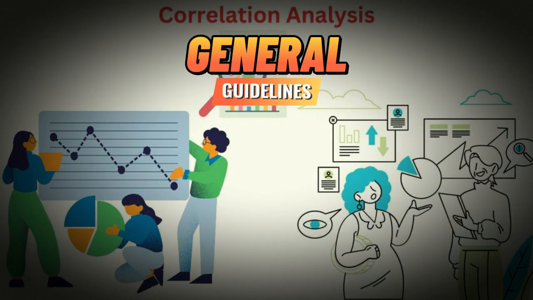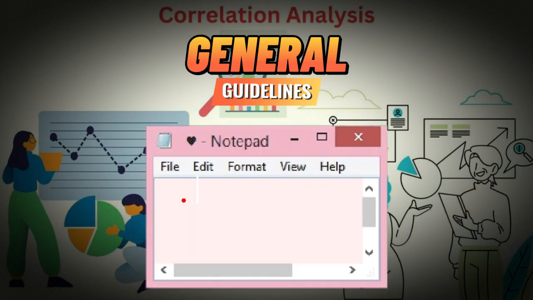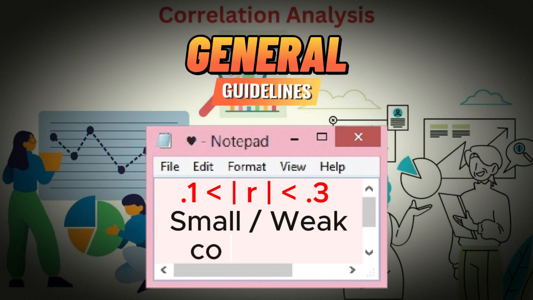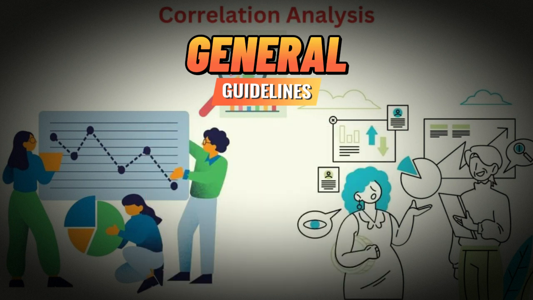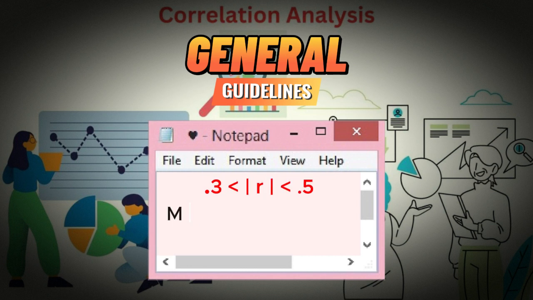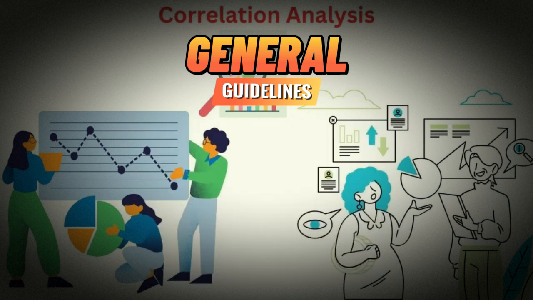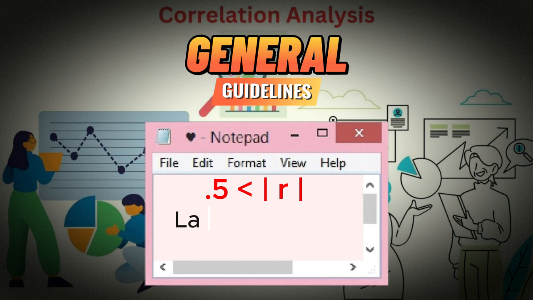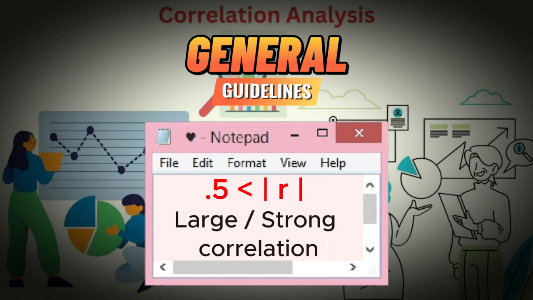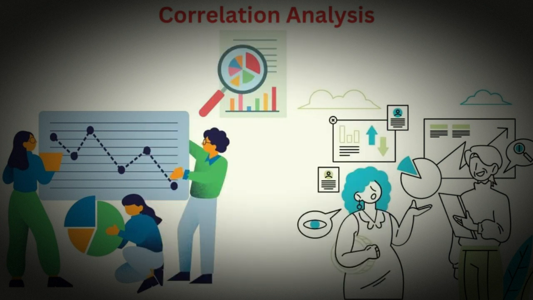When your correlation coefficient is between 0.1 and 0.3, it indicates a small or weak correlation. And when your correlation coefficient is between 0.3 and 0.5, that indicates a medium or moderate correlation. And when your correlation coefficient is greater than 0.5, it indicates a large or strong correlation. So having this information in mind, you are good to start with the analysis.